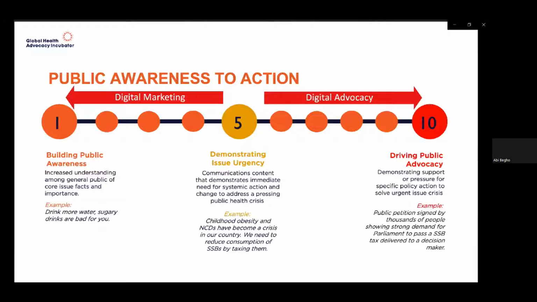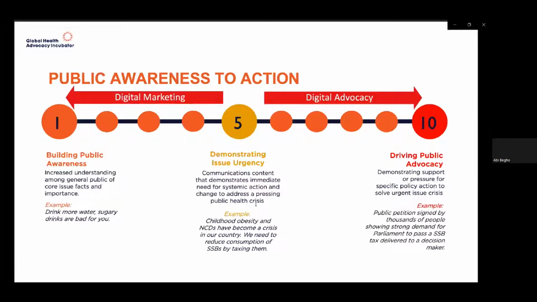So when we look at driving action, it's really important to remember that we first got to start with awareness, right? We're really trying to market to people to get them to understand core facts and issues. So, please drink more water, sugary drinks are bad for you. This is really marketing. And then as you build up, you start connecting it to something more urgent.